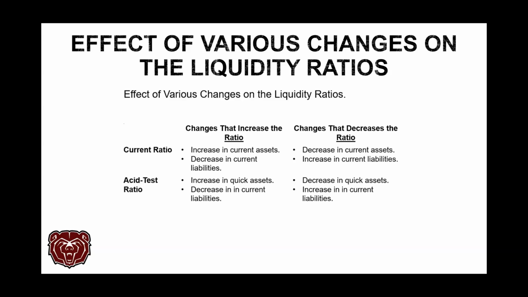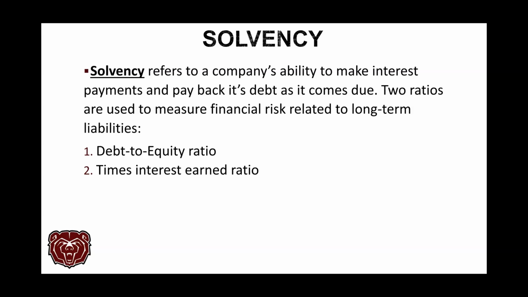Just make a note of this. I included this in your note sheets. This is just something to be familiar with, okay? It's just a quick table that shows you what effect changes have on the liquidity ratios. The last thing, the absolute last thing we're going to talk about for Chapter 9 is solvency, okay?